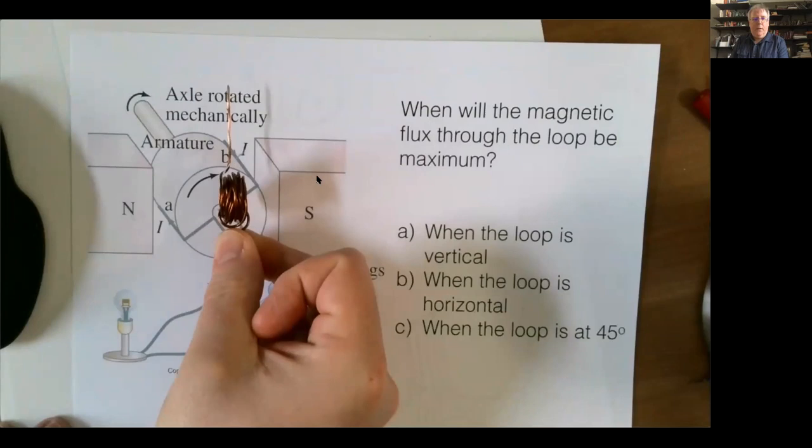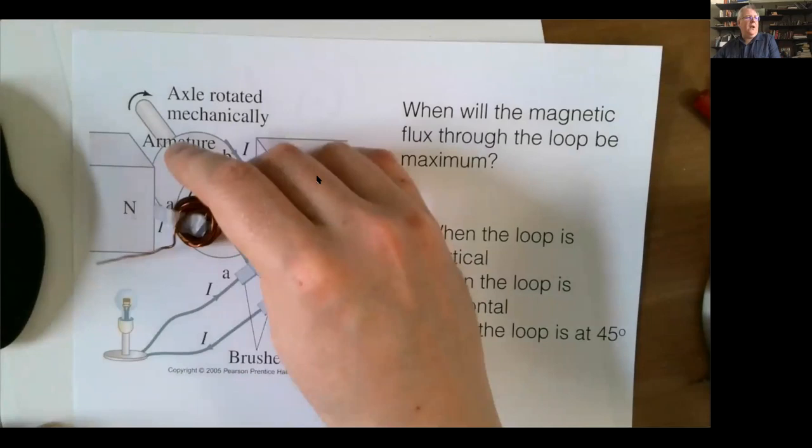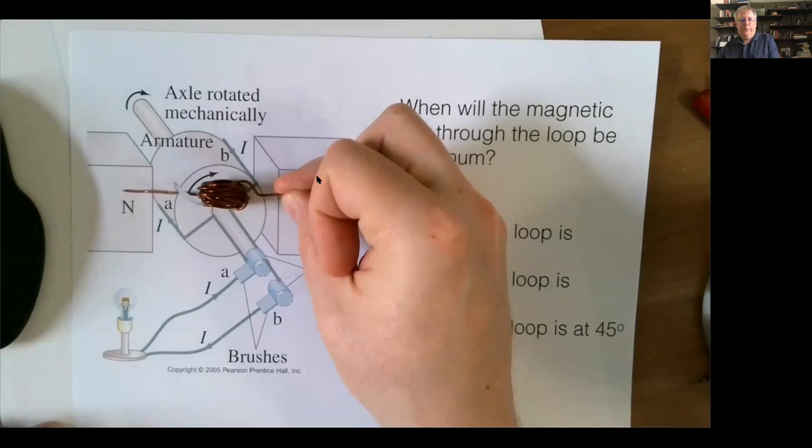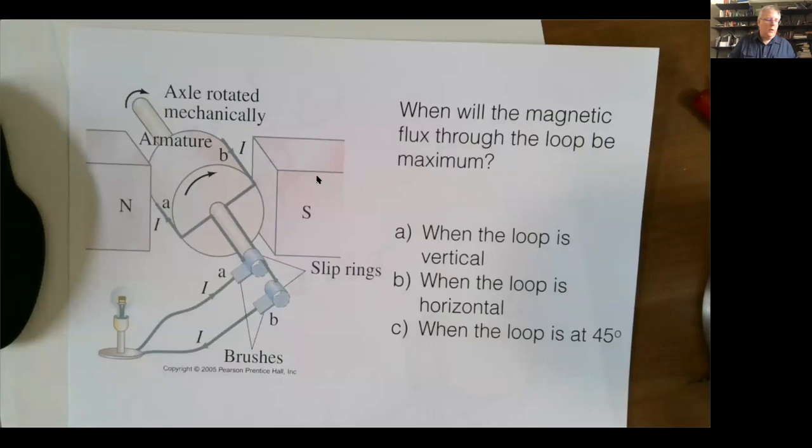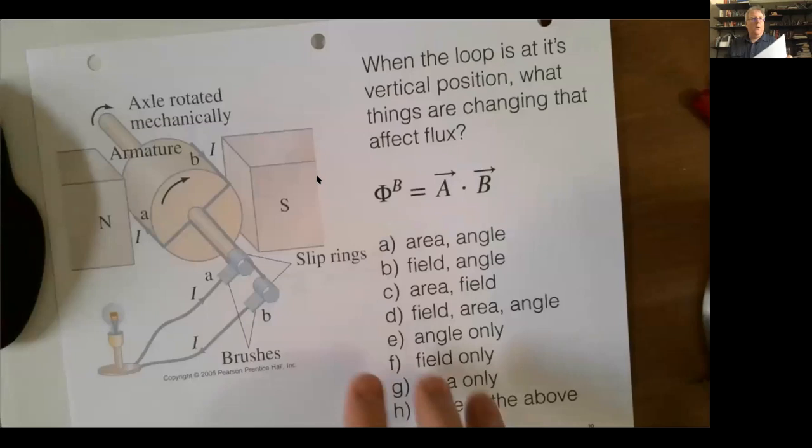So I don't get the most flux if it's horizontal. So the flux here is going to be what? Zero. That's zero, right? Because they're at 90 degrees. So as the loop is turning, things are changing.